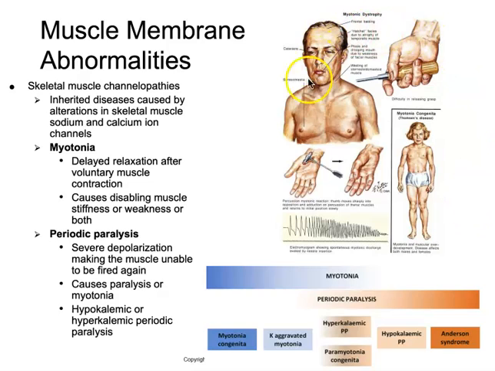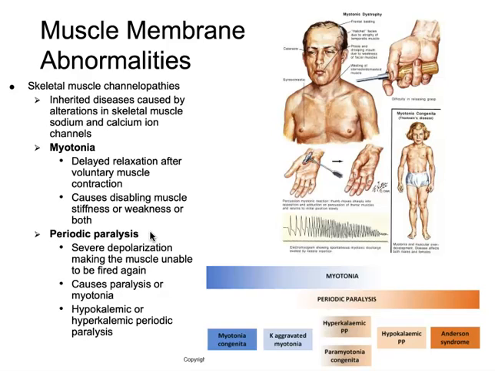And pictured on the right-hand side here, we have a syndrome known as Anderson syndrome, and this is a rare genetic disorder that's characterized by episodes of muscle weakness and paralysis. We're going to talk about periodic paralysis in just a moment, but the abnormalities are affecting more of the electrical system of the heart that can cause abnormal heart rhythms or arrhythmias and a variety of distinctive facial and skeletal features. Now, when it comes to the periodic paralysis, we will see that we have a severe depolarization, making the muscle unable to be fired again.